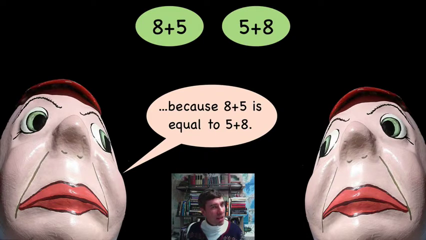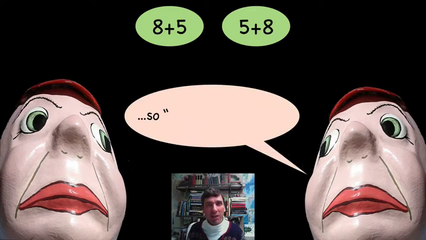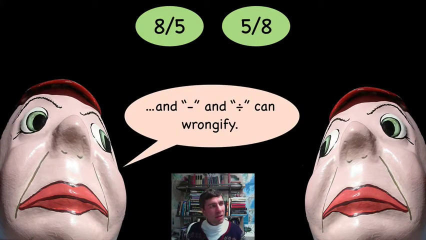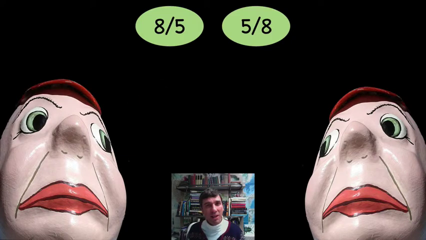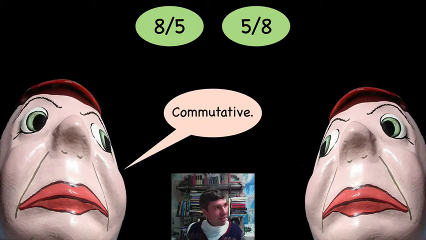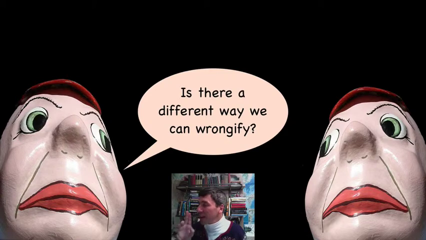So plus is an operator that doesn't wrongify. Minus and division do, because 8 divided by 5 is not the same as 5 divided by 8. So those two are wrongifying operators, if you like. But this is only for the commutative property of our number system. So yes, commutative.